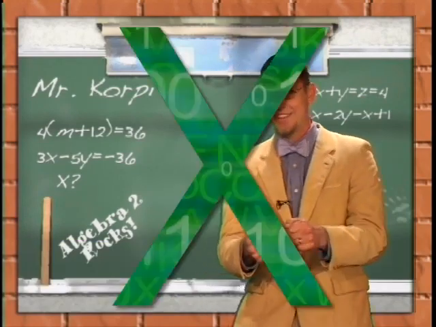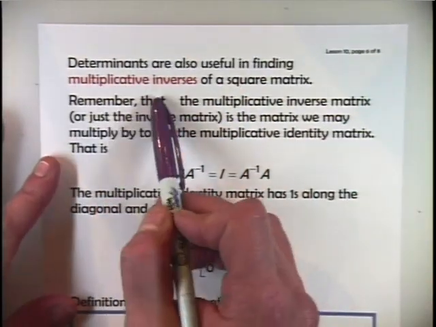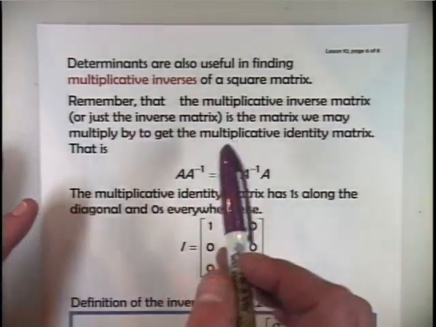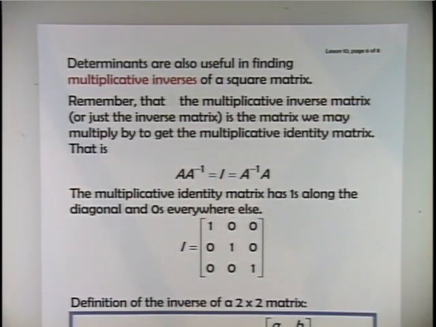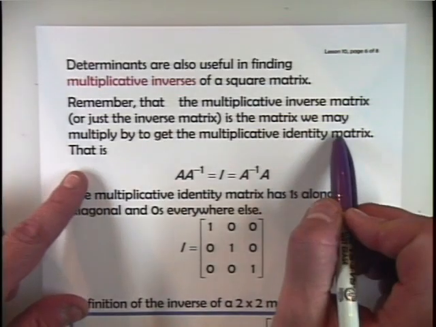Back to the math. All right, so how else are determinants useful? Well, we can actually use determinants not only in Cramer's rule to solve systems of equations, but we can use them to find multiplicative inverses of square matrices. Now remember that a multiplicative inverse of a matrix, or we just call it the inverse matrix, is a matrix that we need to multiply by to get the identity matrix.